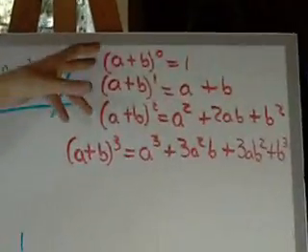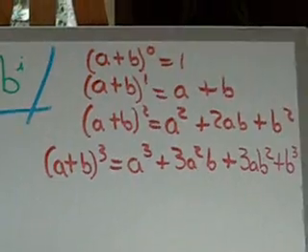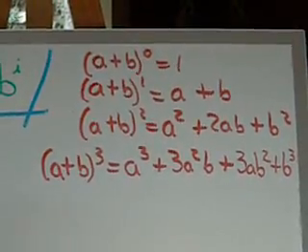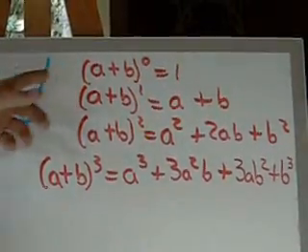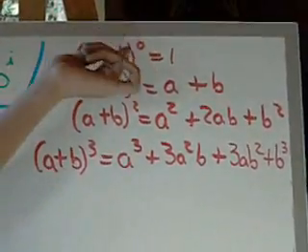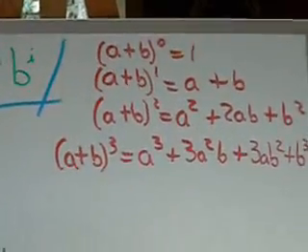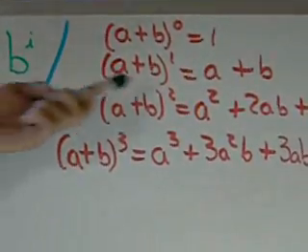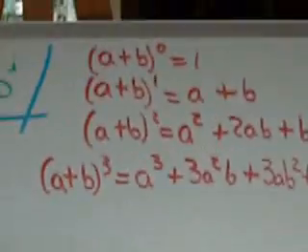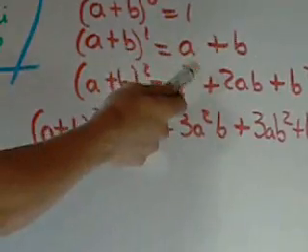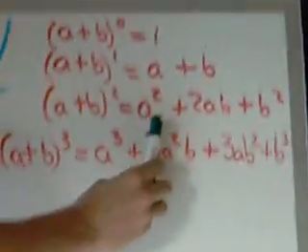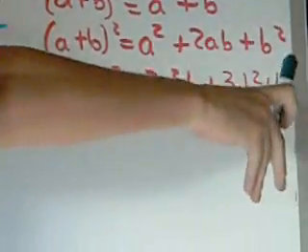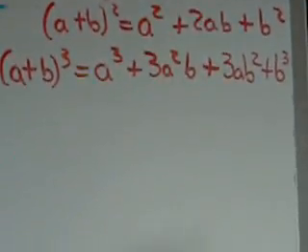Let's say you have a plus b to the 0, and a plus b would be different from 0. So that would be equal to 1, because anything to the 0 power is equal to 1. A plus b to the 1 power is just a plus b, which is easy. A plus b squared is equal to a squared plus 2ab plus b squared. I'm sure you've all seen these formulas before.